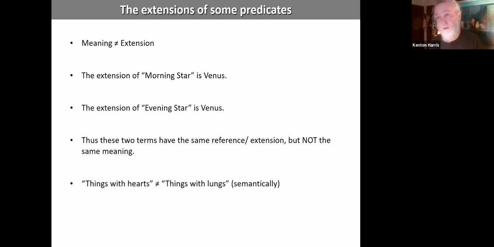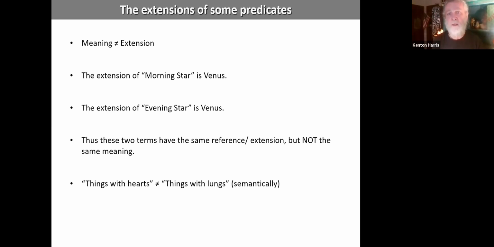The extension of the phrase the morning star is the planet Venus. For many years, centuries as far as I know, people talked about the morning star, and when they did so, they were referring to the planet Venus, whether they knew it or not. However, sometimes in the very same communities, the term evening star was also used, and it also referred to Venus. So morning star and evening star actually referred to the same thing. They had the same extension. However, they did not have the same meaning.